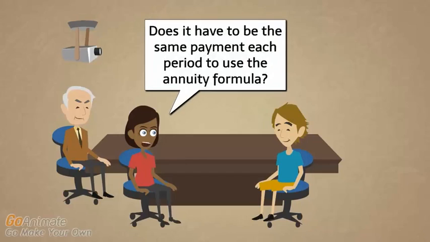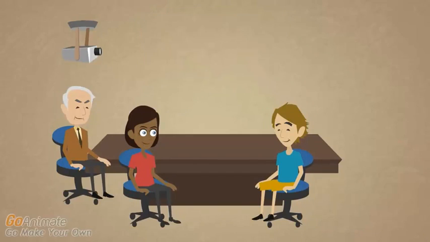Does it have to be the same payment each period to use the annuity formula? Yes, unfortunately, the annuity formula will only work if the payment is the same each period. If not, then you have to take the individual present value of all the individual payments. But fortunately, many of the applications that we'll look at will have constant streams of the same payment over some number of periods.